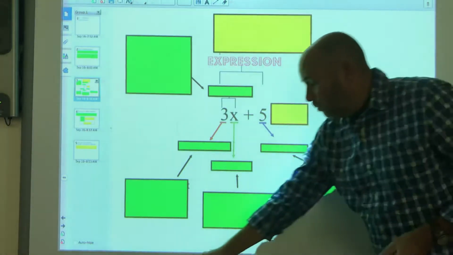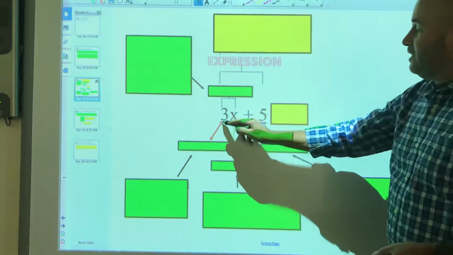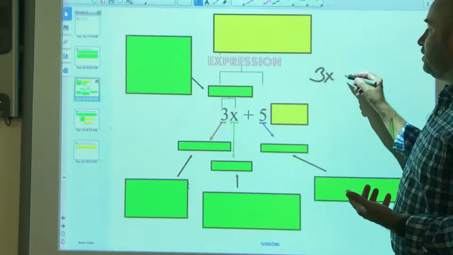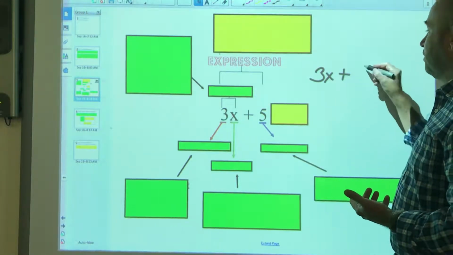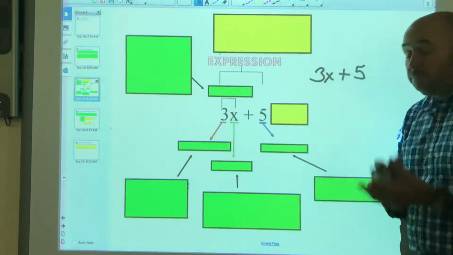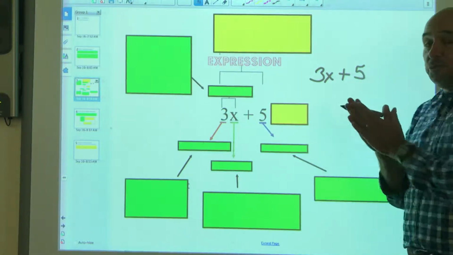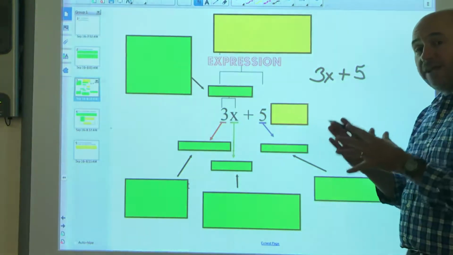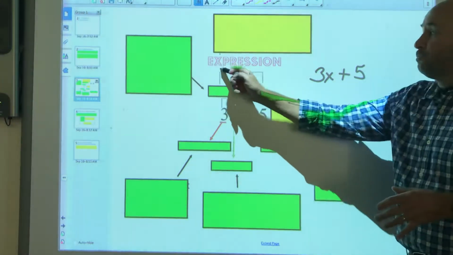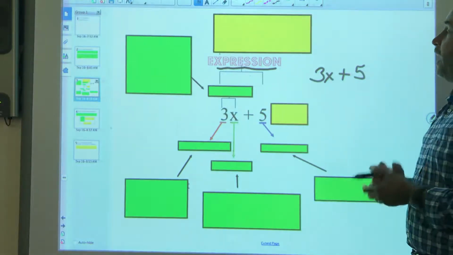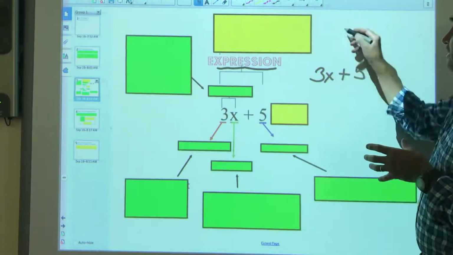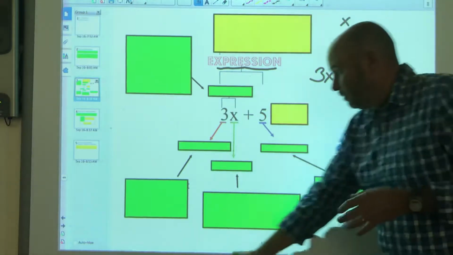Now, when we look at algebraic expressions, they can be broken down into several key parts, okay? So what we're looking at right here is this expression, okay? And the expression is nothing more than 3x plus 5, okay? Now, we don't know what situation this represents. We don't know the value of x, but we know that it is an algebraic expression, okay? Now, one of the things that we want to keep in mind is this. X is a variable, okay?